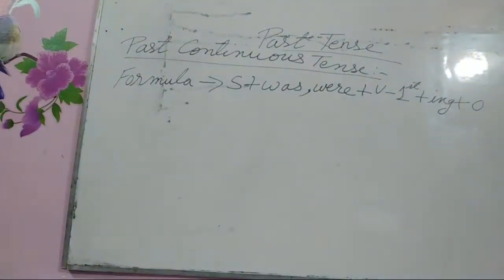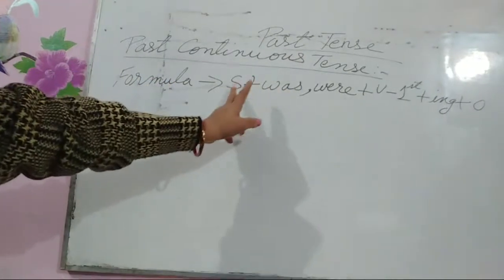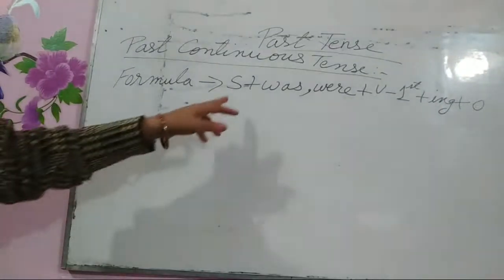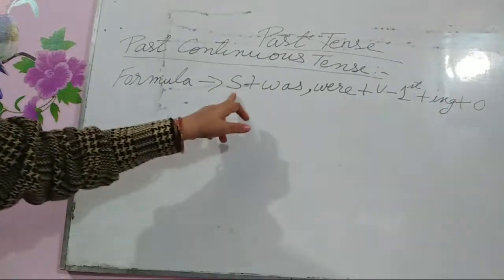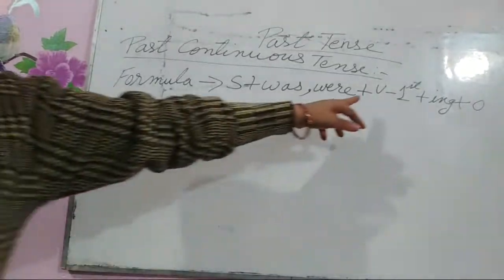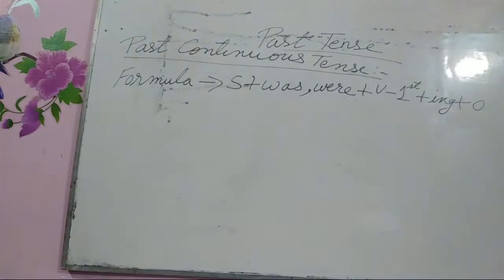So the formula for past continuous tense is subject plus was or were, depending upon the subject, whether it is singular or plural. If the subject is singular, then we use was, and if the subject is plural, we use were, plus verb of first form plus ing, plus object. Now let's see the example related to past continuous tense.